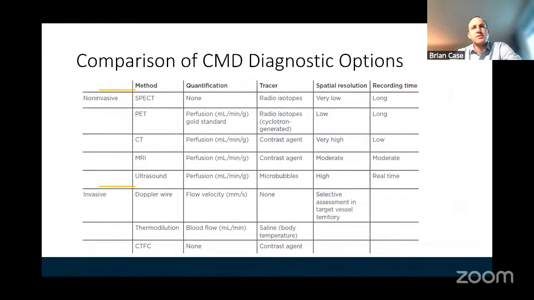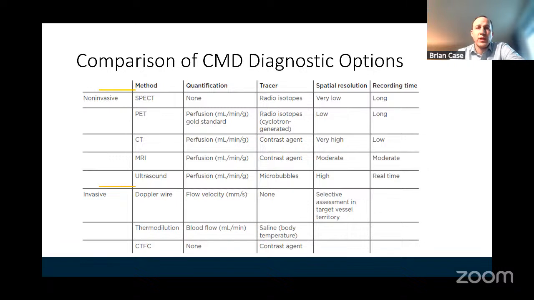There are 2 ways of evaluating for coronary microvascular dysfunction: non-invasive, typically done with PET or MRI, and invasive. Non-invasive has been around for a while, and there's a lot of strong data out there. In my opinion, if you're going to evaluate for coronary microvascular dysfunction, you have to do invasive evaluation. I believe it's more sensitive and specific than the non-invasive modalities.